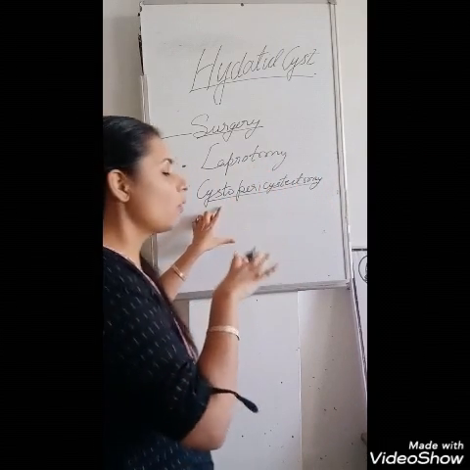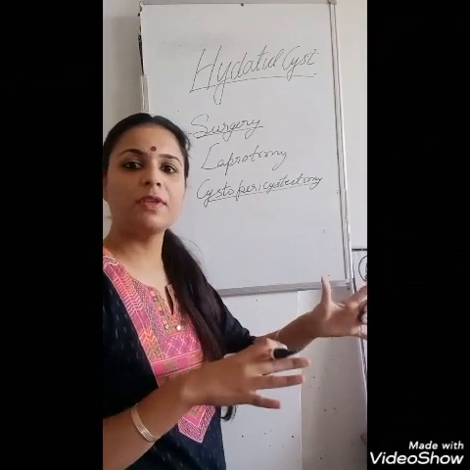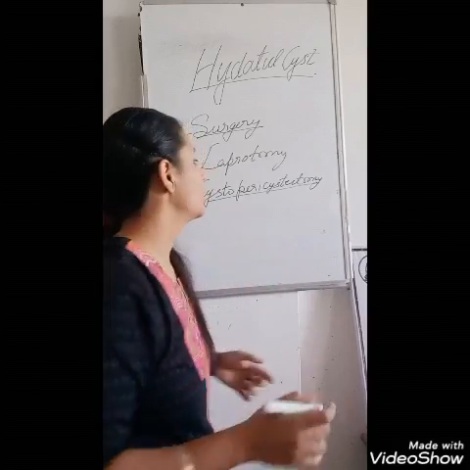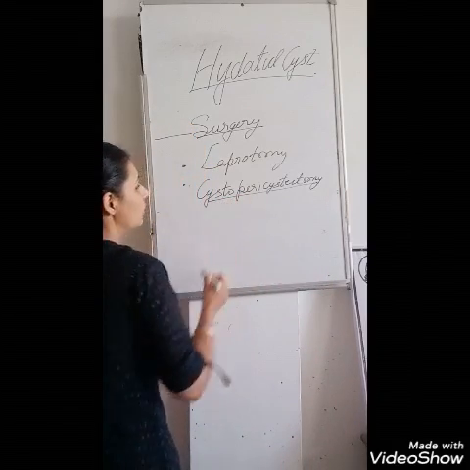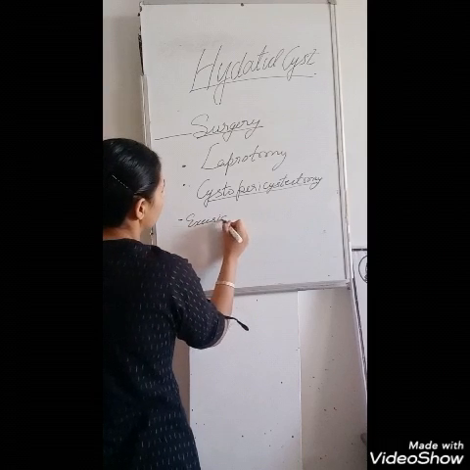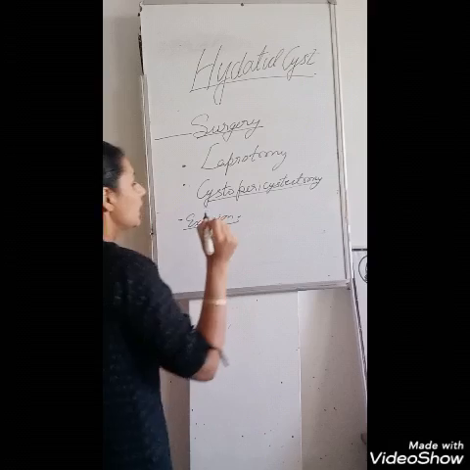Cystopericystectomy is when the whole cyst is removed along with the adventitial layer, that is the pericyst formed by the liver, the outer layer. So excision of the whole cyst can be done.